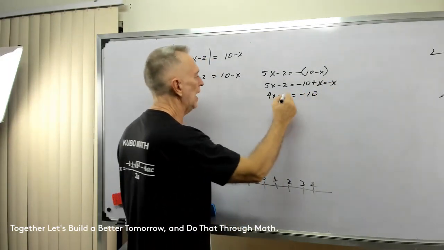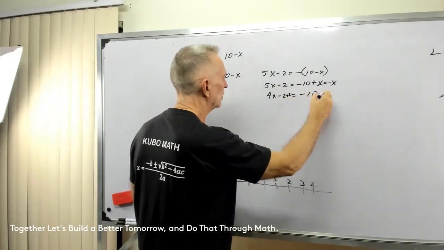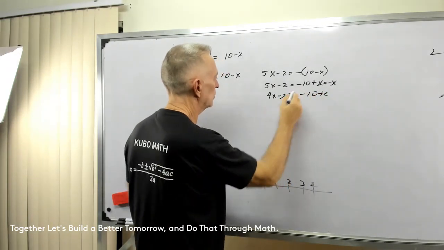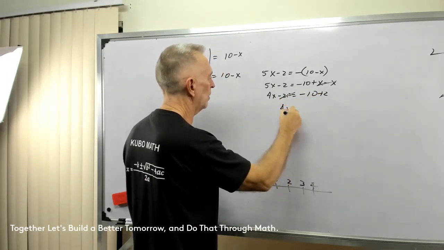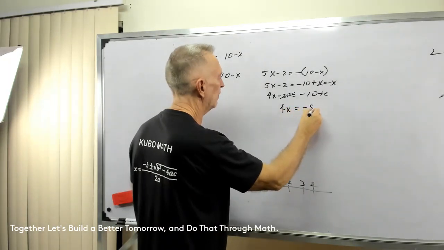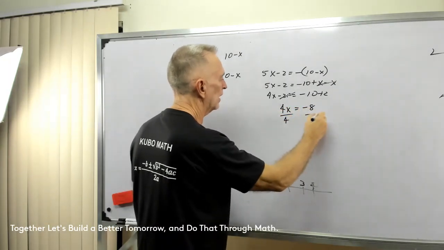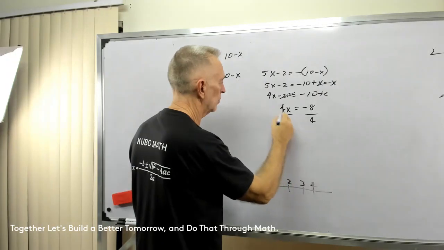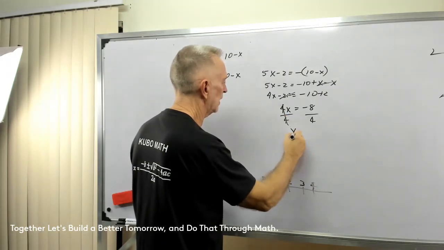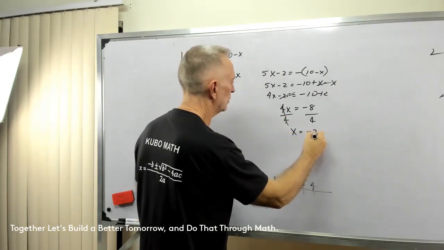Now I'm going to add 2 to both sides. So these 2's cancel. I have 4x equals negative 8. Divide both sides by 4. So 4 over 4 is 1. 1 times x is x. And that equals negative 2.